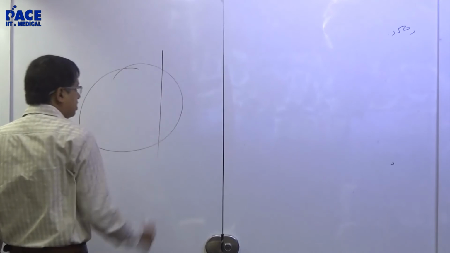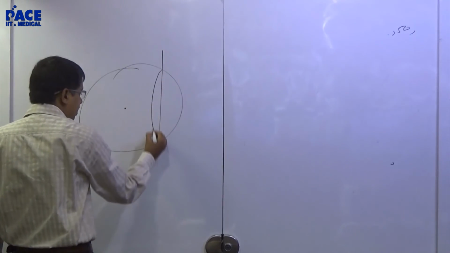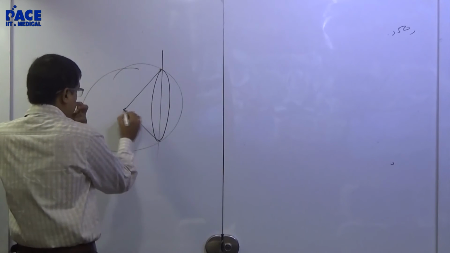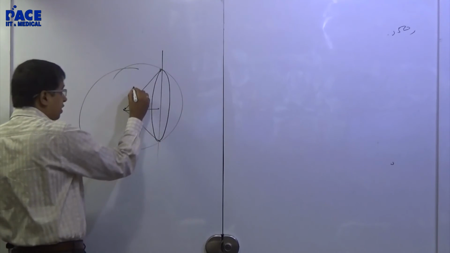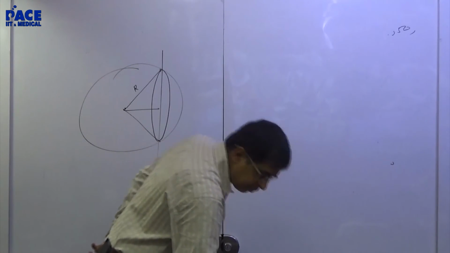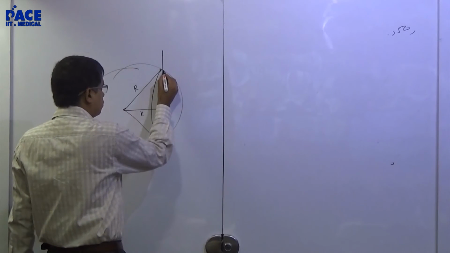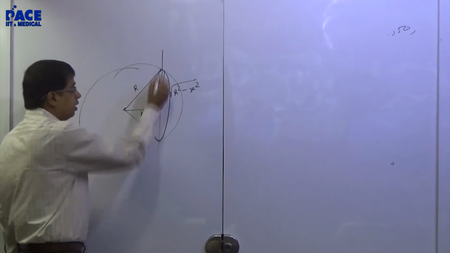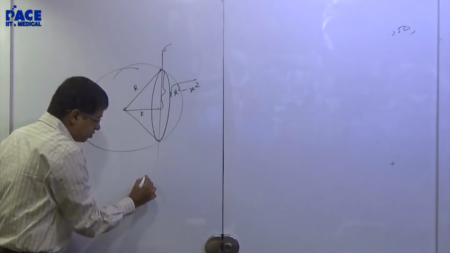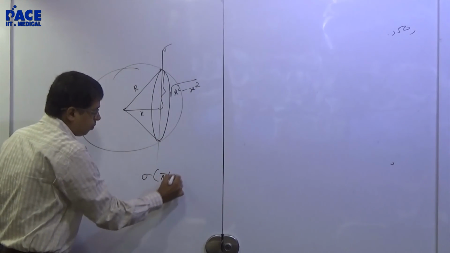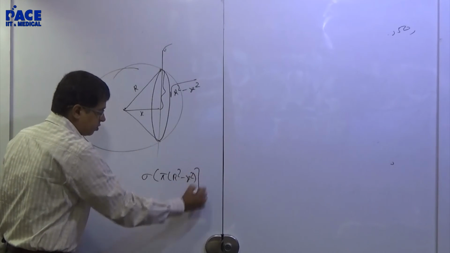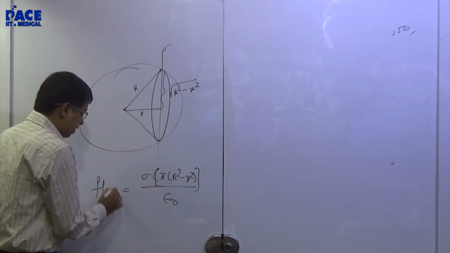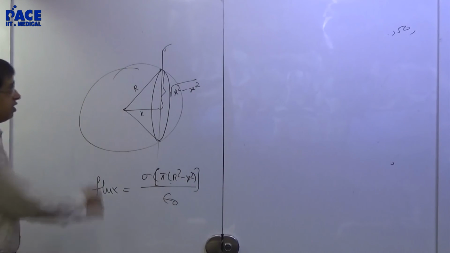Observe this. This is a plate. This area is what is enclosed inside. How do I get the charge here? This is capital R. This is x. So this radius is square root of R square minus x square. The charge density on the plate is sigma. Sigma into pi times R square minus x square will be the charge, and charge by epsilon naught will be the flux through this particular surface.